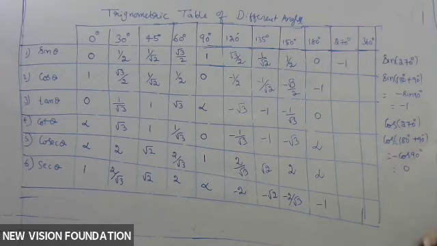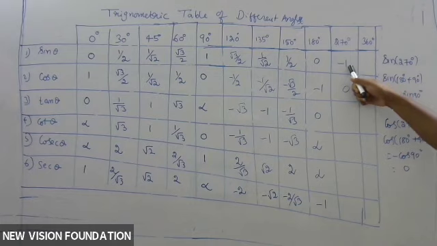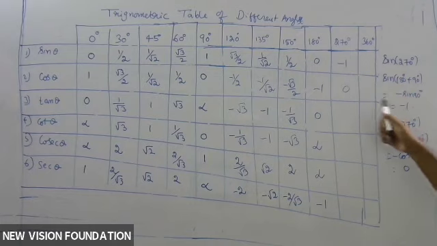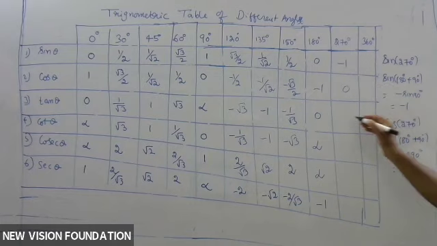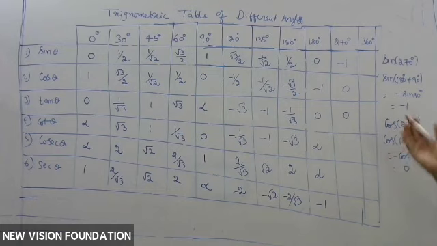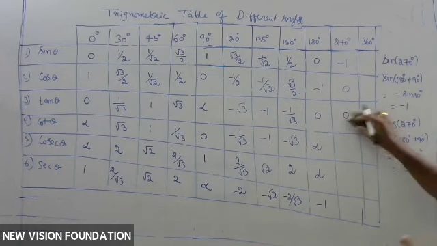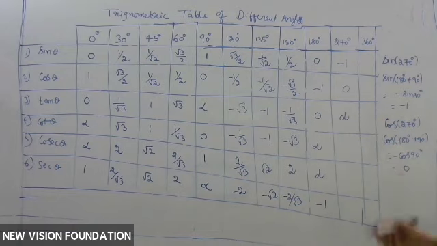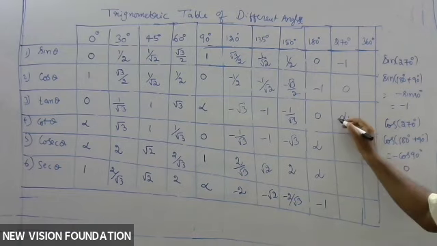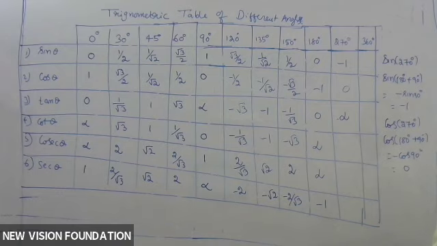This is 0. Now, tan 270 degrees is sin 270 degrees by cos 270 degrees, that is minus 1 by 0. Any finite number divided by 0 is undefined. So tan 270 degrees becomes undefined.